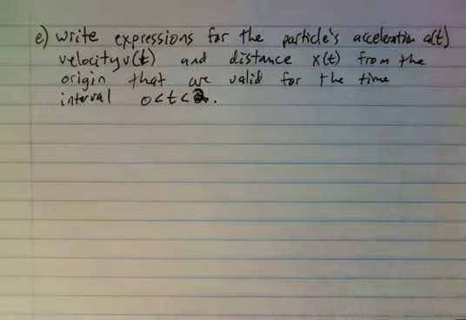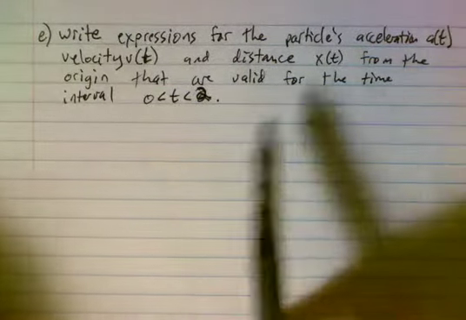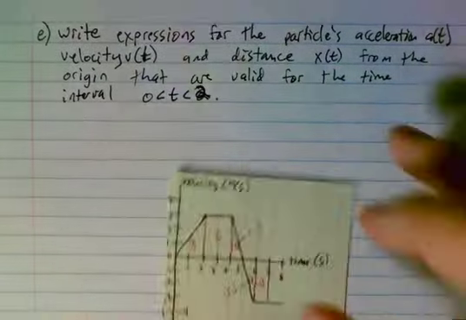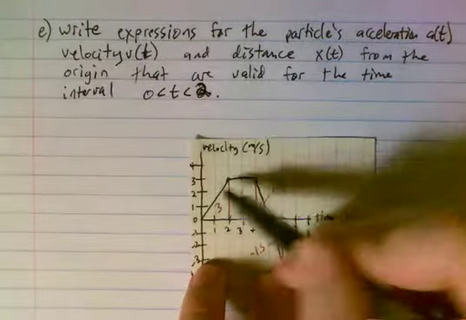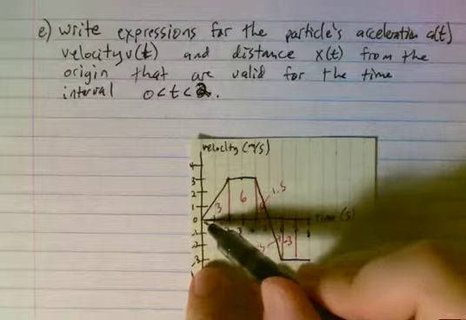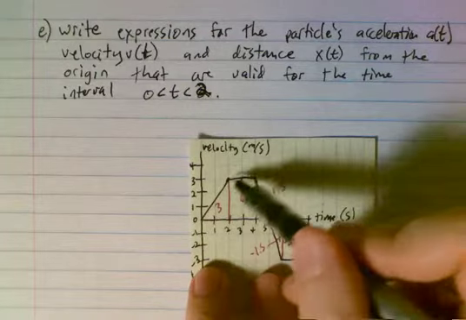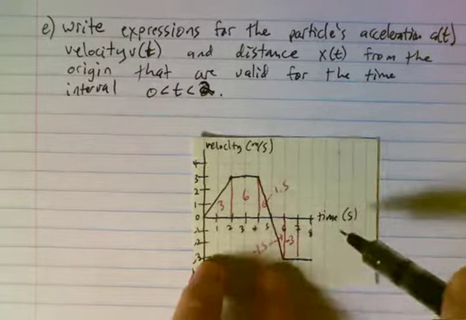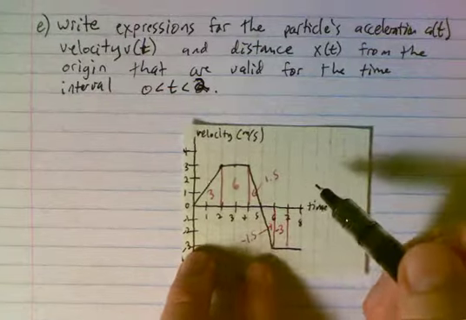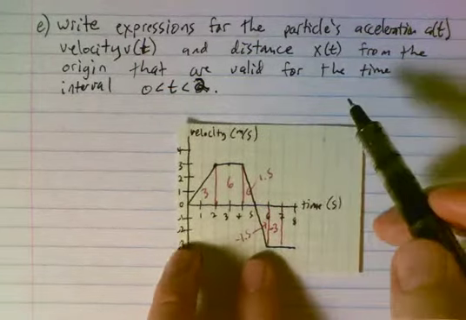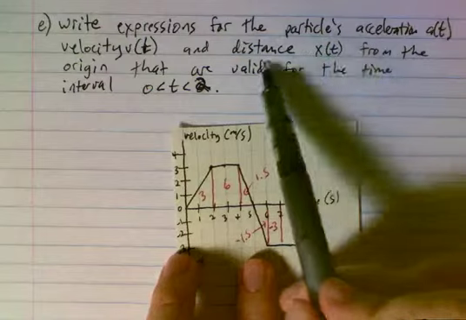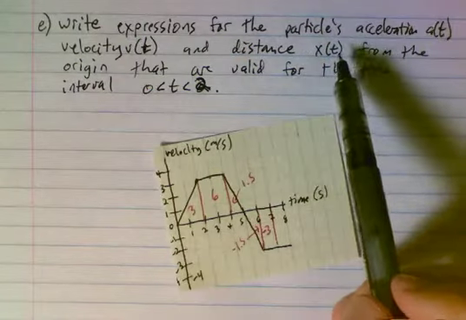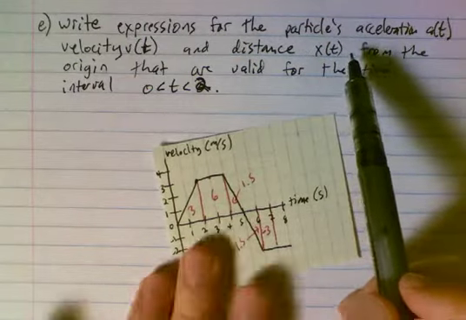Now this funky wording here, valid for the time interval 0 to 2, all that means is that we're only looking right here when t is between 0 and 2. We don't care about anything else, which is good because this is a different equation for this line than that line, than that line, than that line. So let's just start off at the top. Notice, by the way, that distance is going to be x of t, not p of t. Make sure that you write that correctly at the end.